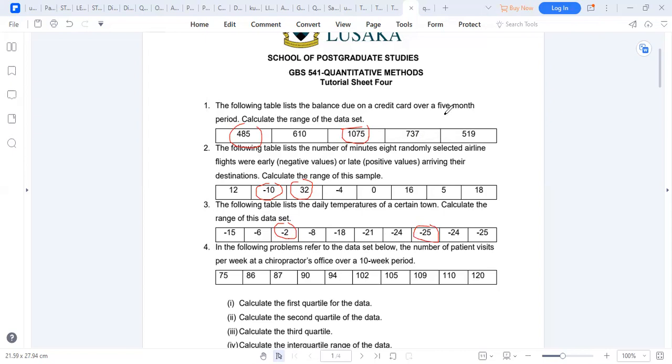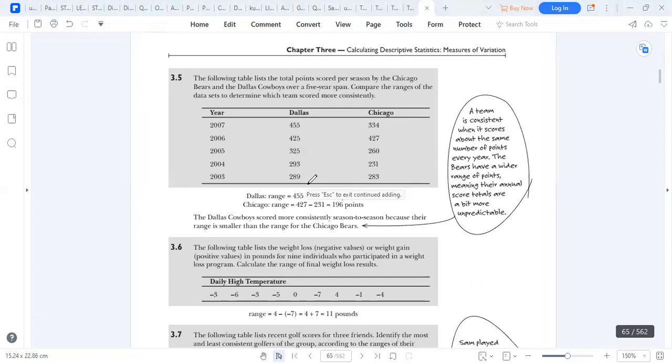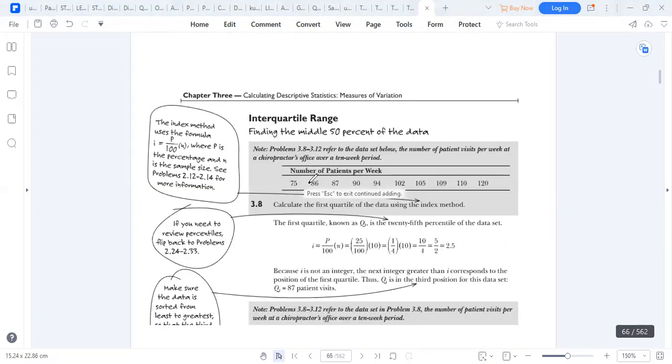All right. Any questions so far? Are we moving together? Yes, we are. All right, so now we also go to a scenario where you're given values to identify the quartiles.